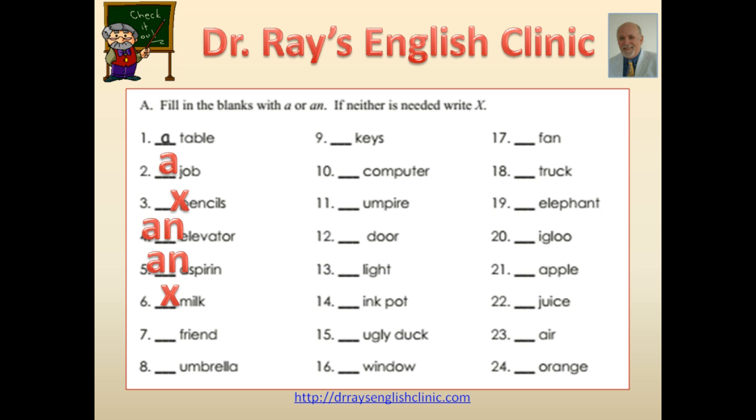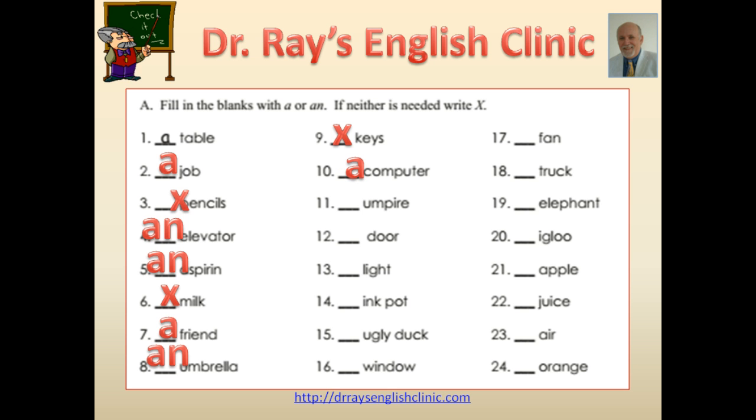Friend. Single. Right, a friend. So it's a friend, only one. Usually a or an takes the place of the word one in a lot of languages. A friend. Umbrella. There's only one of them by the looks of it, and it starts with a vowel sound, so it's an umbrella. Let's have a look at the rest of them. Keys. It's plural. So it doesn't need it. Computer starts with a k sound, and it's one of, so it's a computer.